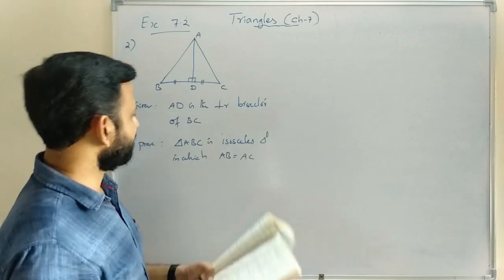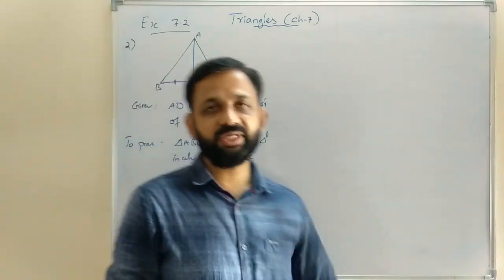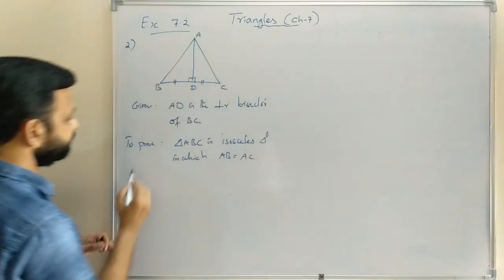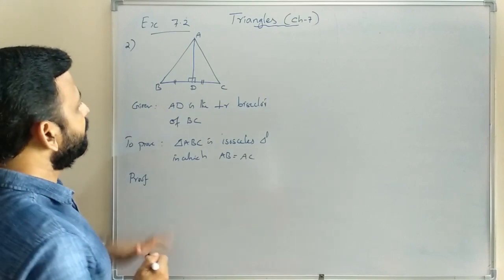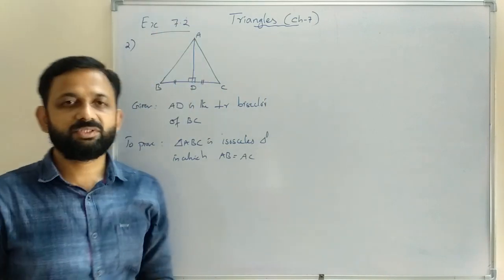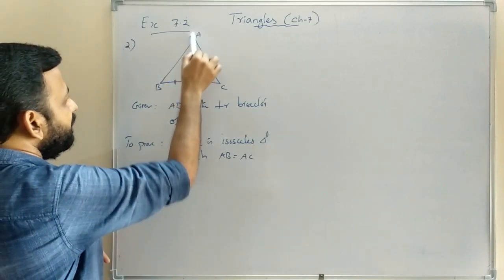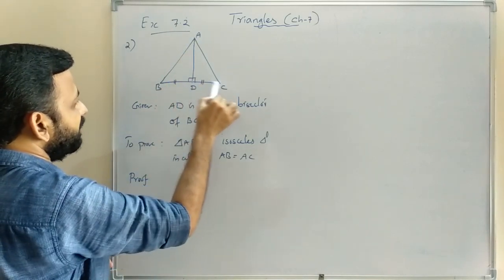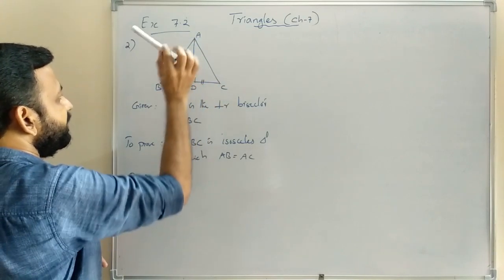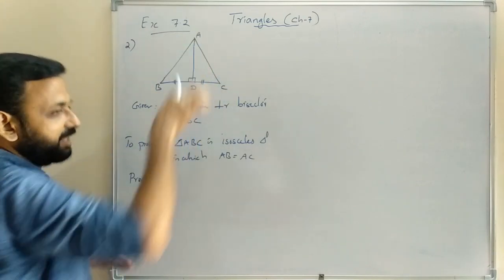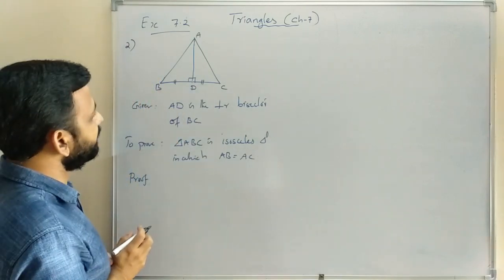Then we have to show that triangle ABC is an isosceles triangle in which AB equals AC. So we are going to prove AB and AC are equal. To prove AB equals AC, we will prove triangle ABD congruent to triangle ACD. If triangle ABD is congruent to triangle ACD, then AB and AC are equal by CPCT. It's very simple.